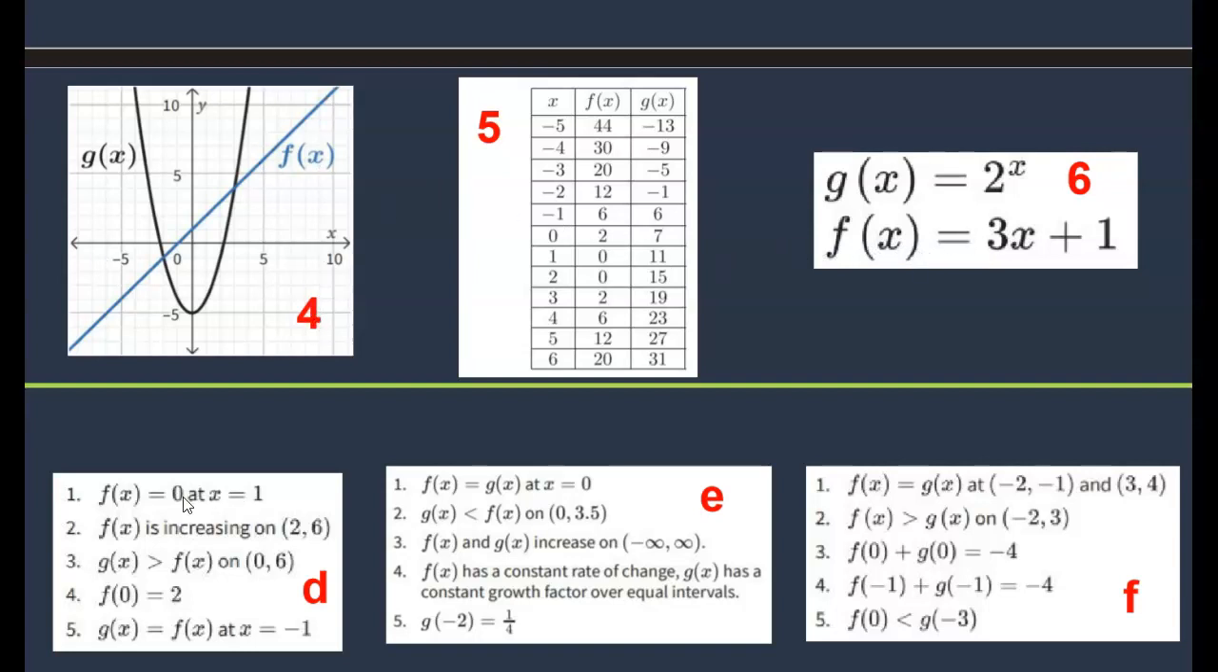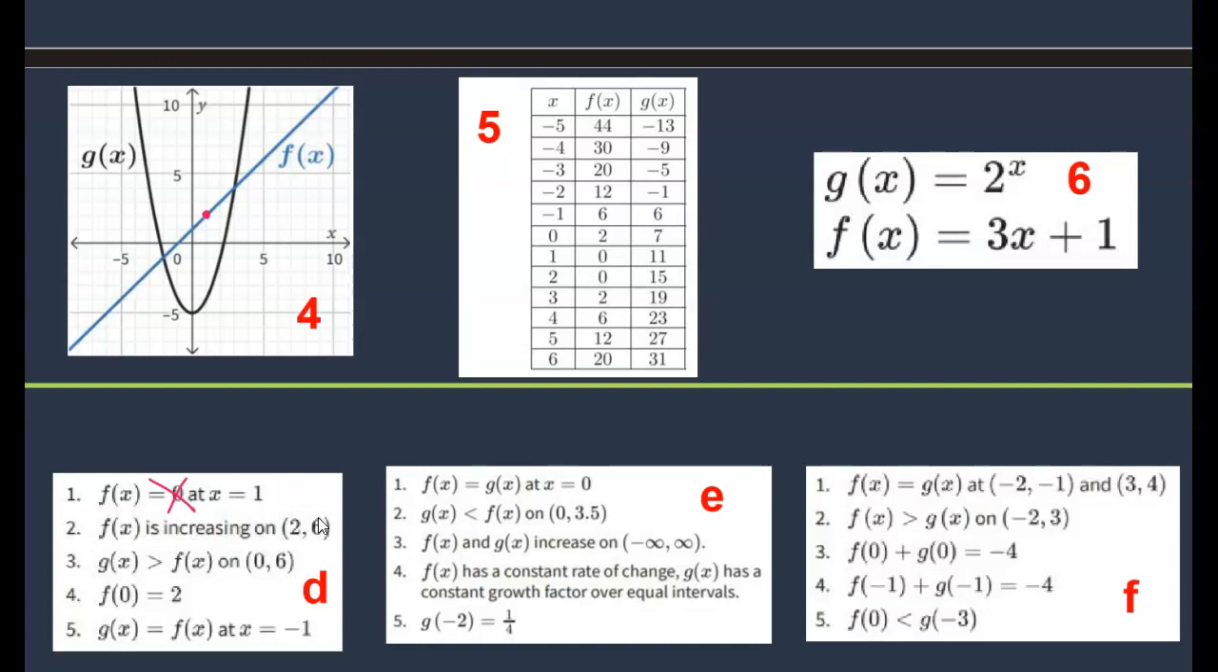Let's look at this graph, and start with D down here. F of x equals 0 at x equals 1. Is that true? Let's find where x equals 1. Here's our x-axis. Go over here to 1. F of x is our blue line here, so f of x meets right there. Is the value there 0? Is f of x 0 at that pink dot? No, it's 2. It's at 1, 2. So this is not true for number 4.